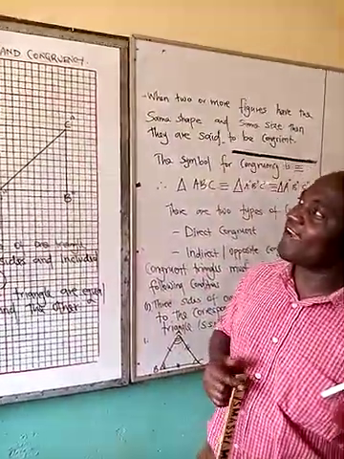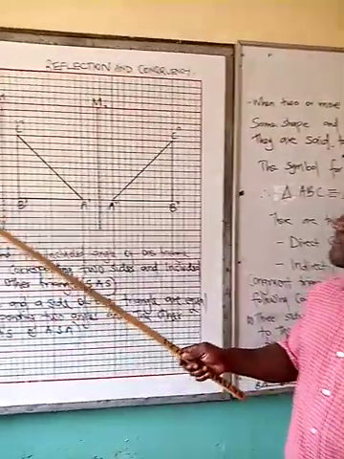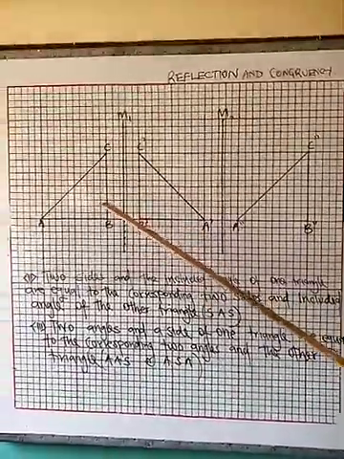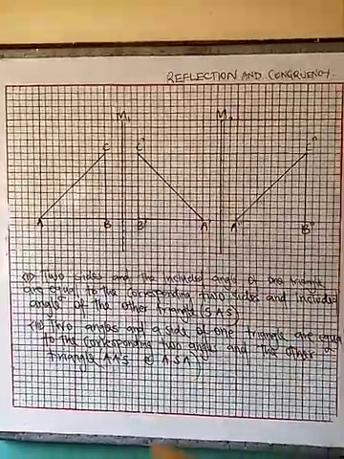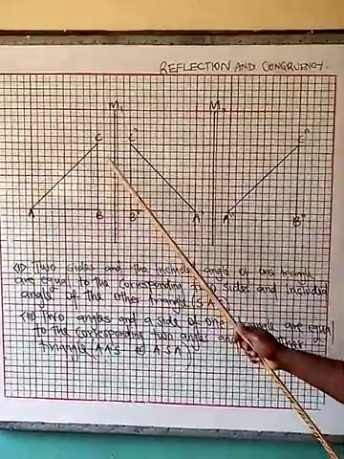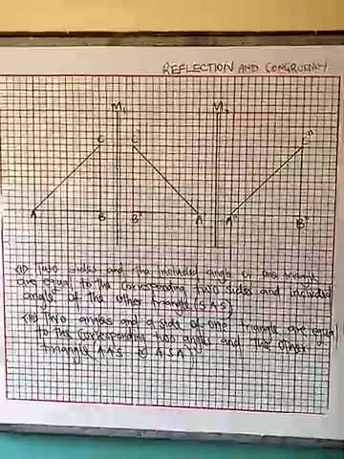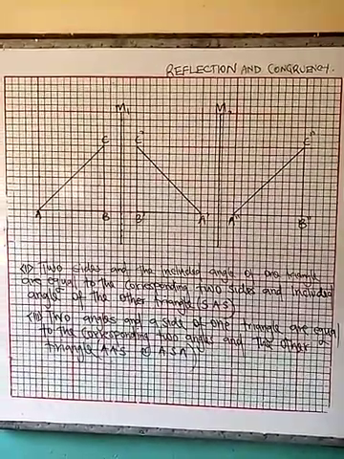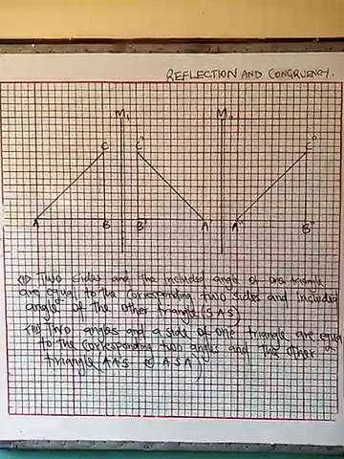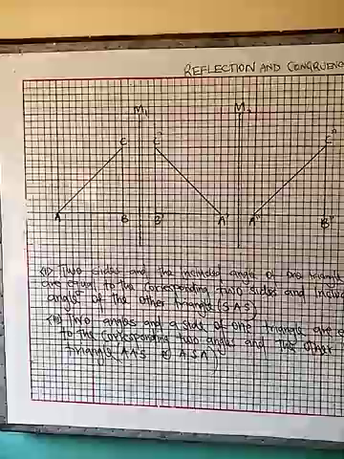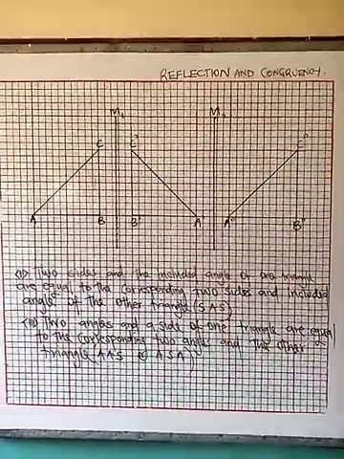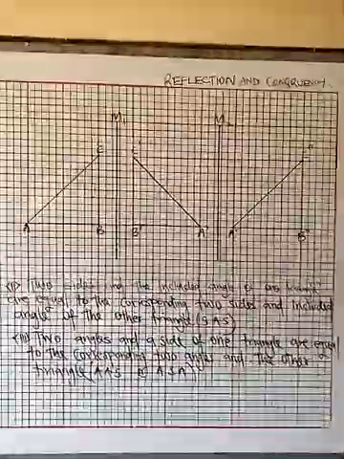Let us consider the diagrams below. The diagrams are on the board. The diagrams on the board have triangle A, B, C. Triangle A, B, C is an object. Then A prime, B prime, and C prime is the image of triangle A, B, C.